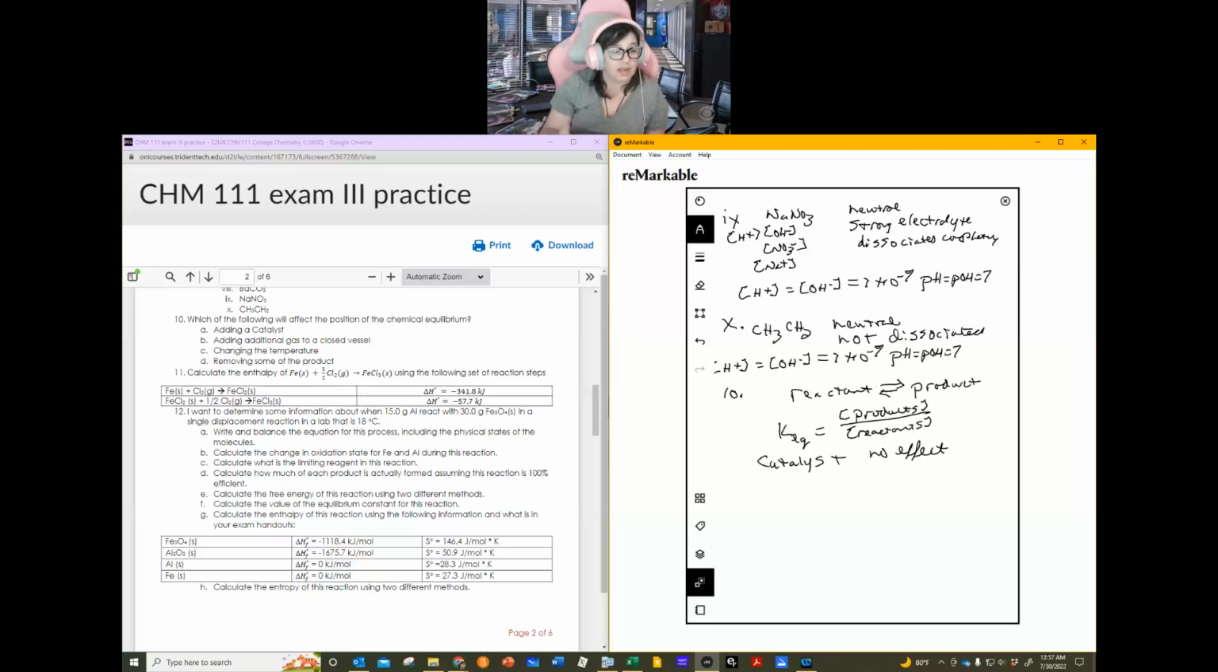If we add additional gas to a closed vessel, so if I have one of these being a gas or one of those being a gas, it depends on where we are, exactly what that equilibrium is. That will determine what happens. When we add additional gas, the equilibrium tries to minimize the additional pressure by shifting towards the side of the reaction that has the least number of moles of gas.